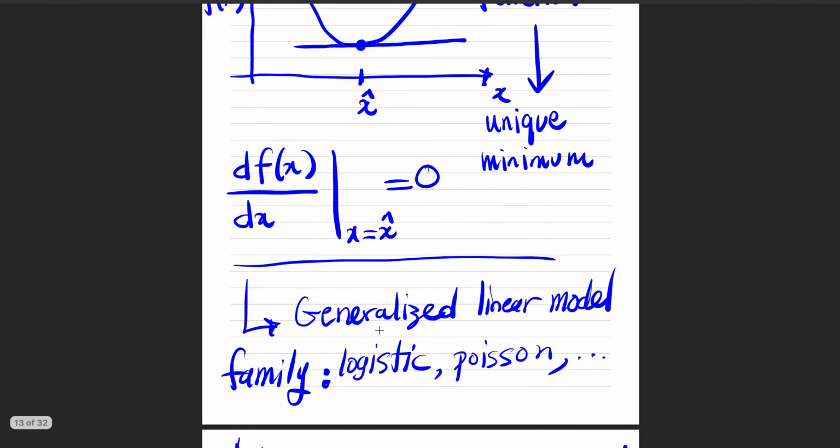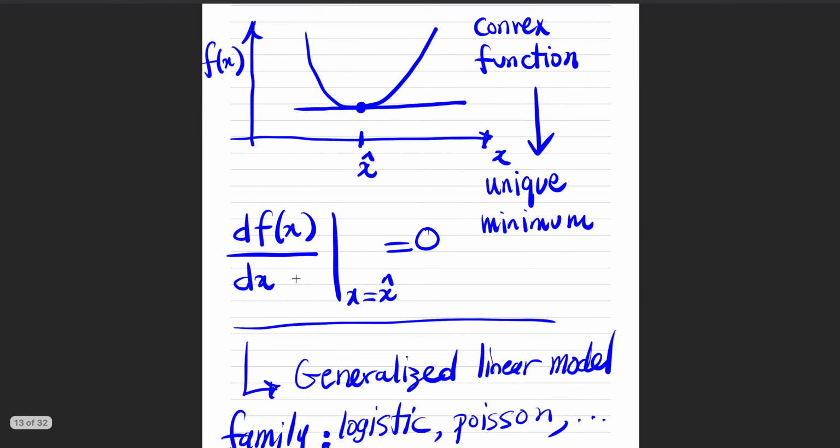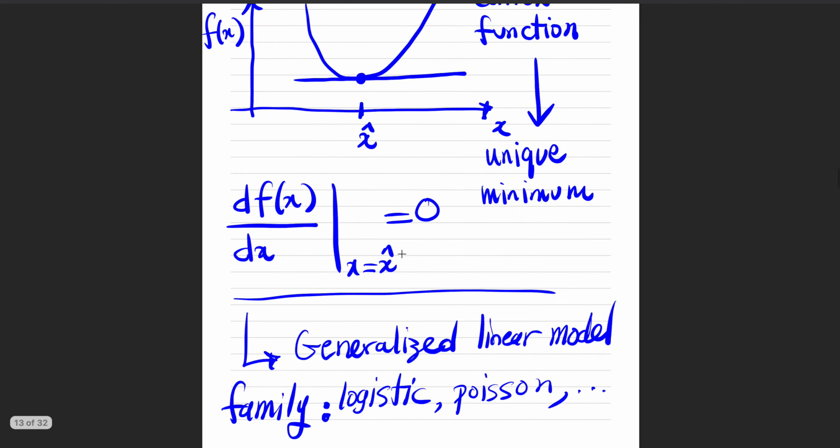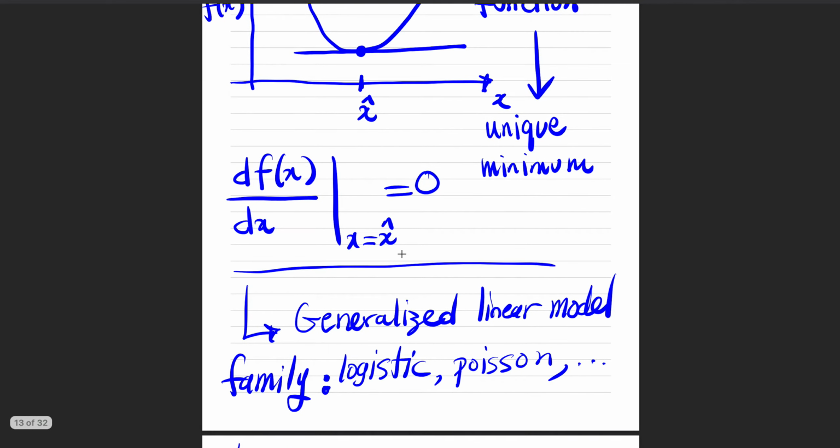for models that are in the generalized linear model family, which means logistic regression, linear regression, Poisson, the corresponding function turns out to be convex. So if you find one minimum, that's the minimum, and that's why these models are so popular.